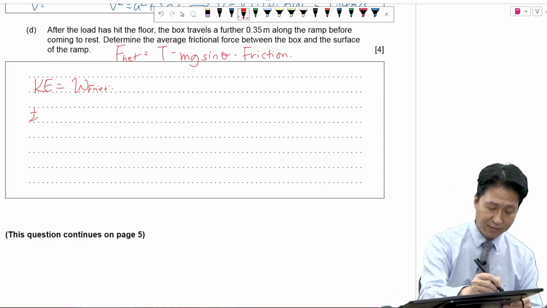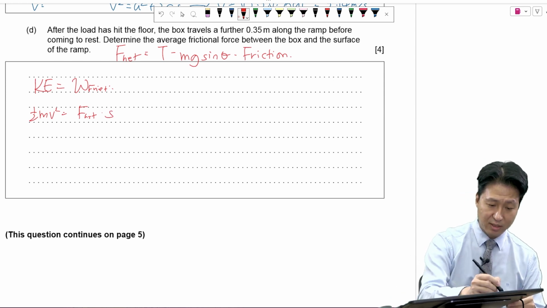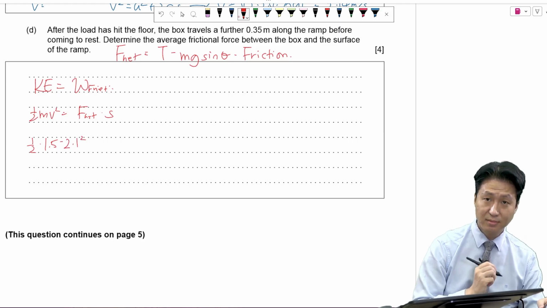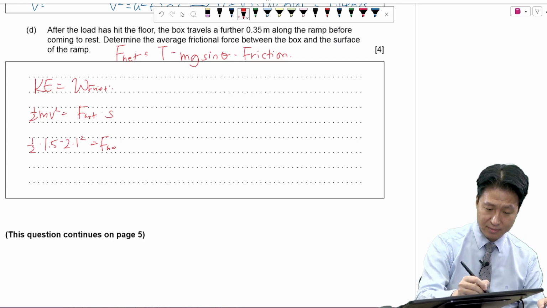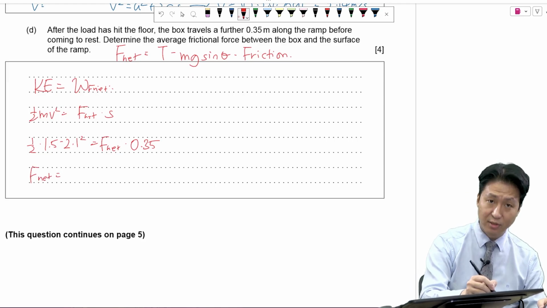So we have 1/2 the mass of the object times the initial velocity squared is equal to the net force on average times the distance that it travels further. This will make it 1/2 times the mass, which is 1.5 kilograms, and we said the initial velocity was 2.1 meters per second, squared. And it should equal the net force times the 0.35 meters. And we find that the net force should equal 9.45 newtons.